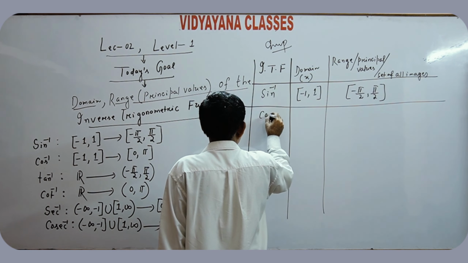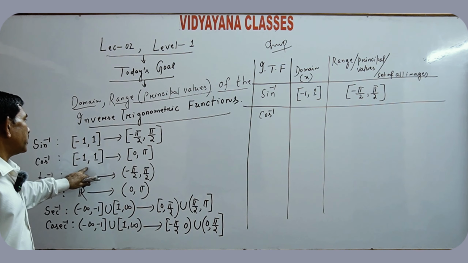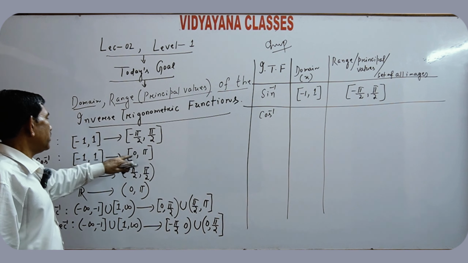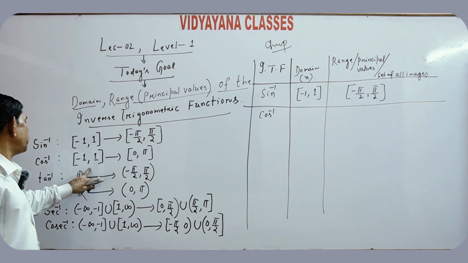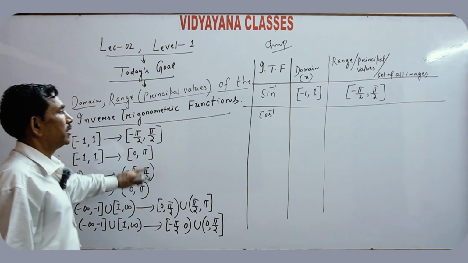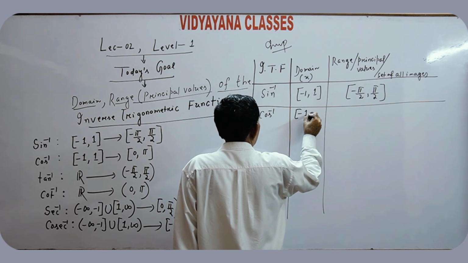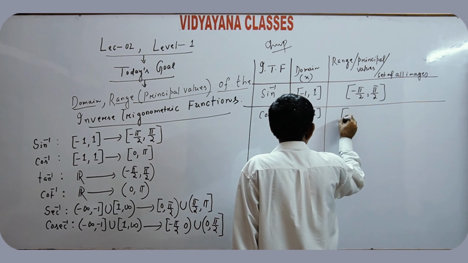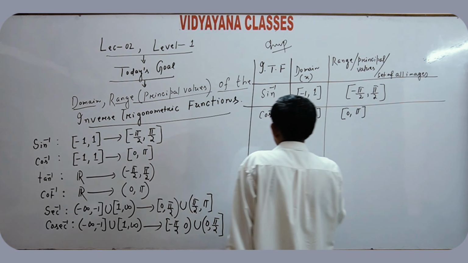Cos inverse x. Cos inverse x is defined from this set to this set. Cos operates on this, gives this. Cos is the function, it is the set of x values. Cos operates on this set, gives this set. Close bracket -1, 1. The range set is close bracket 0 pi close bracket.